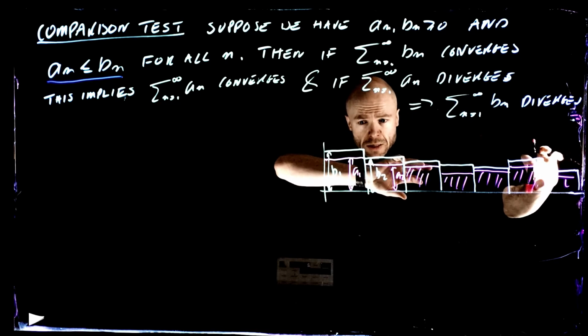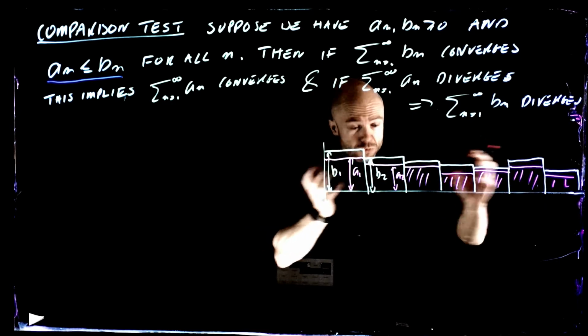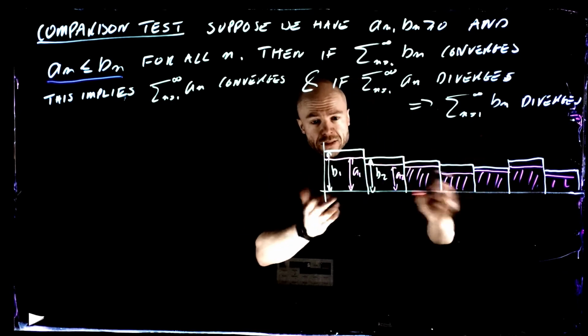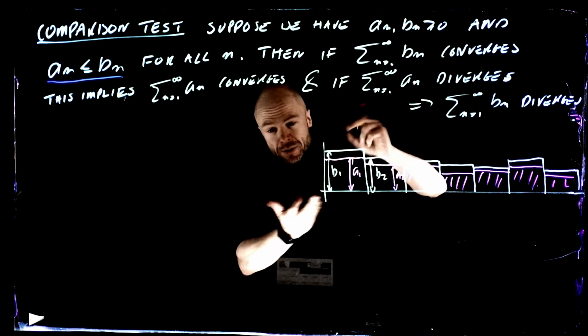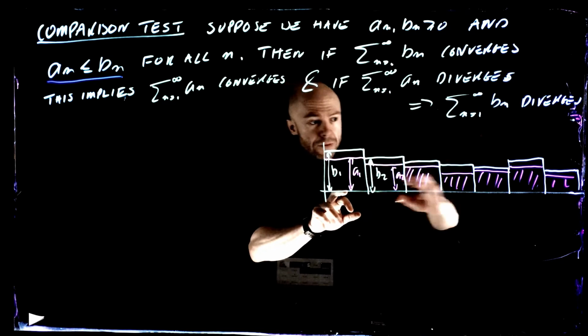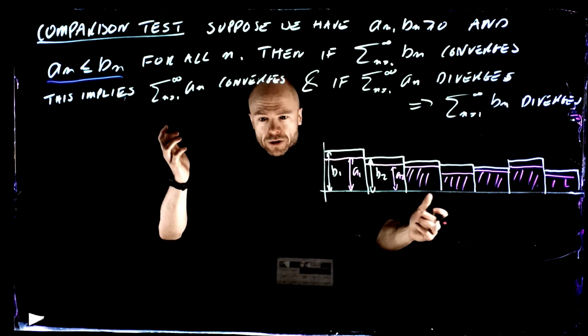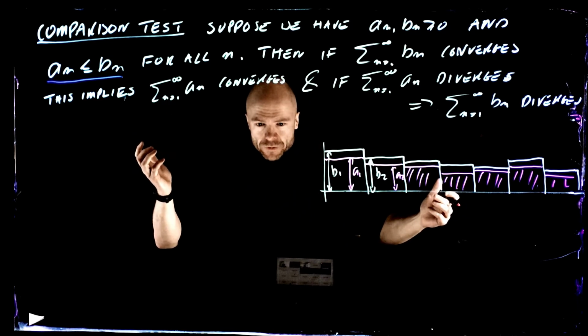Yeah? And since the area of each individual red block is less than the area of the block it's contained inside, that means the area of all these guys converges. The area has got to be finite, just from the picture.